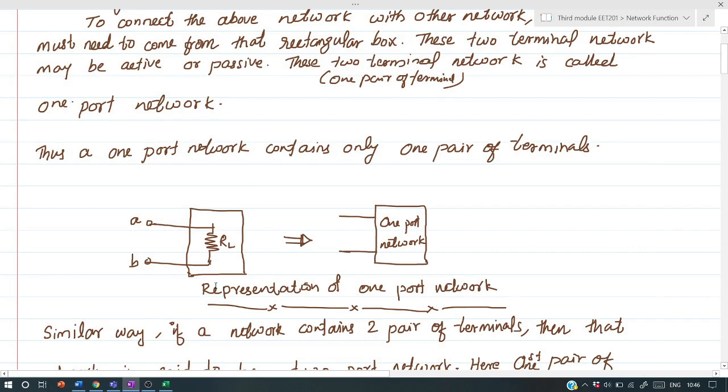Let's consider a network like this. Here two terminals are there. This can be represented by a rectangular box with two terminals. Here this network contains only one pair of terminals. So this is a one-port network. So this is the schematic representation of a one-port network.